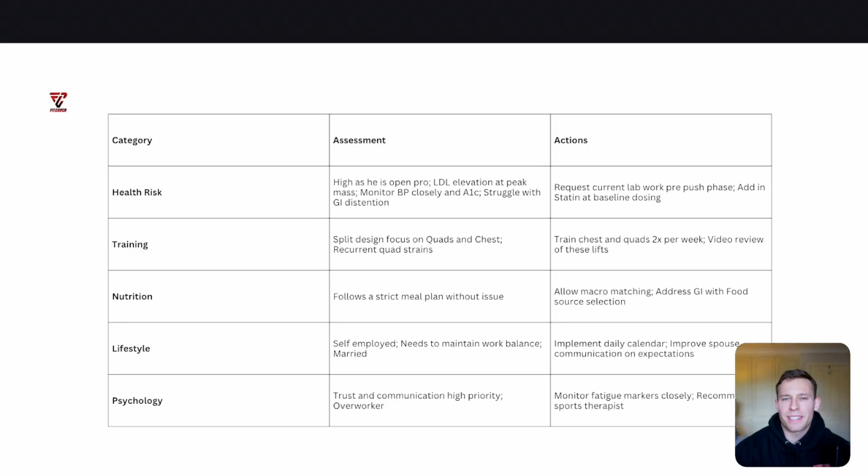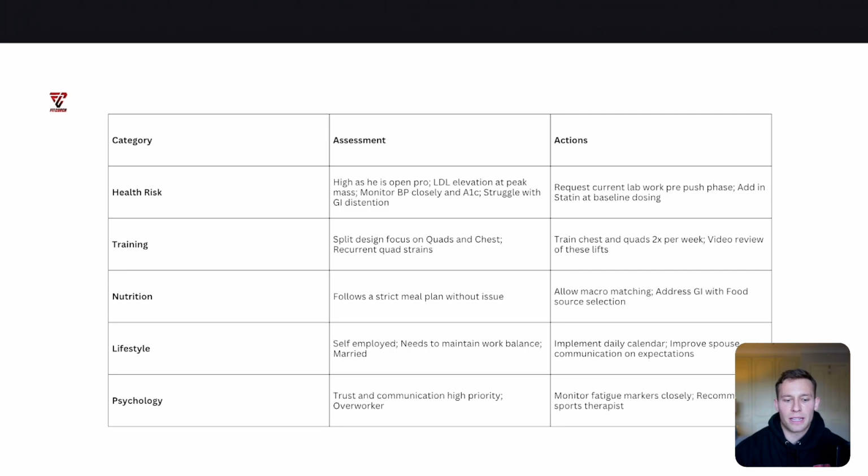Looking at training, split design. Let's say you've got a lagging body part. You've got super lean. You've dropped a significant amount of body fat. But now your quads and your chest are not as big. You were carrying so much fat around them that you thought it was muscle. So the goal here is actually to redirect volume towards those muscle groups. Your split design would prioritize that compared to other muscle groups, things like back and hamstrings. So the action is you train chest and quads 2 times a week, and you're going to send in video reviews of all of these lifts.